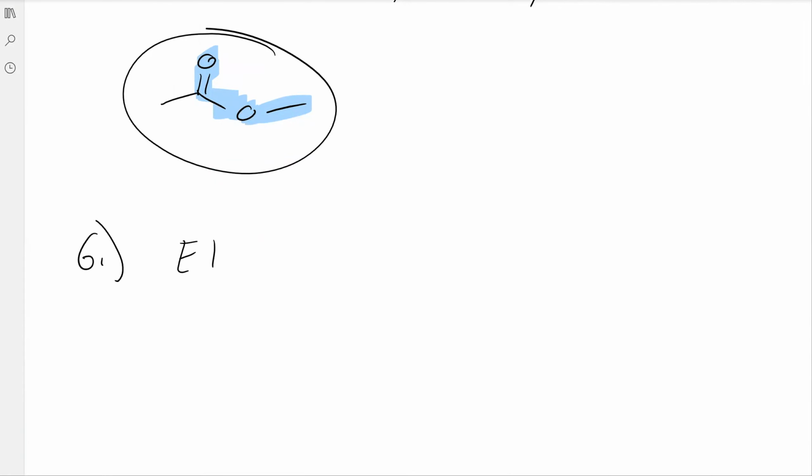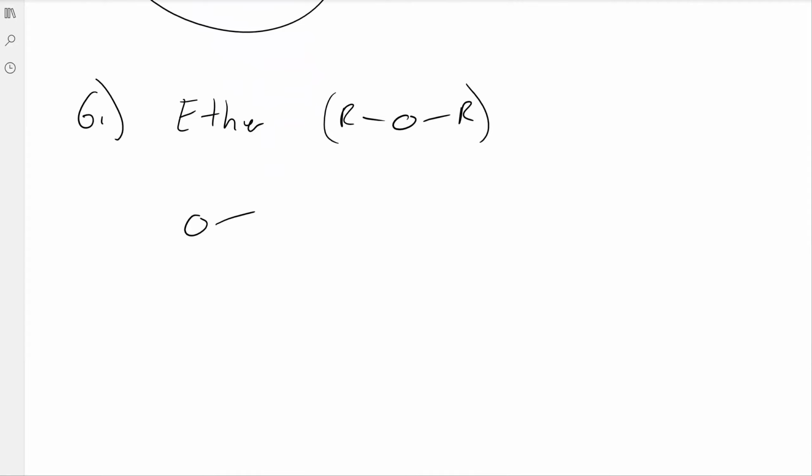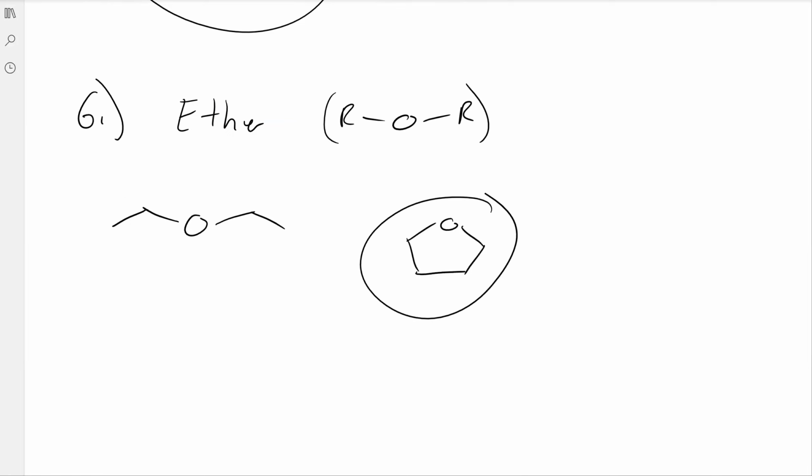Next up, we've got an ether. An ether is just an oxygen with two carbon-based groups on either side. So the most common ether is diethyl ether, right? There's two ethyl groups and then an oxygen in the middle. And ether, again, is just an oxygen with two carbons on either end, right? Same thing right here. That's THF, a very common solvent. You can see we've got an oxygen and then two carbons, one on either end.